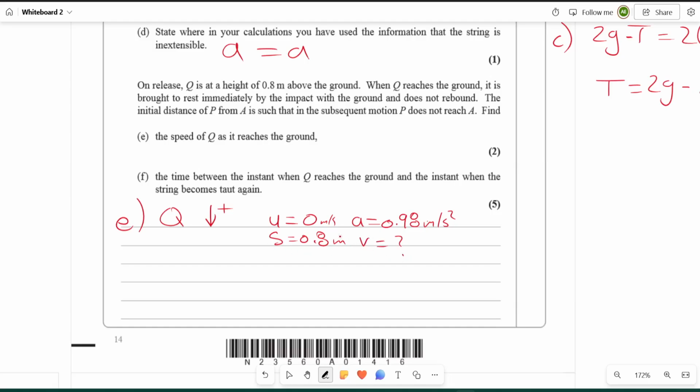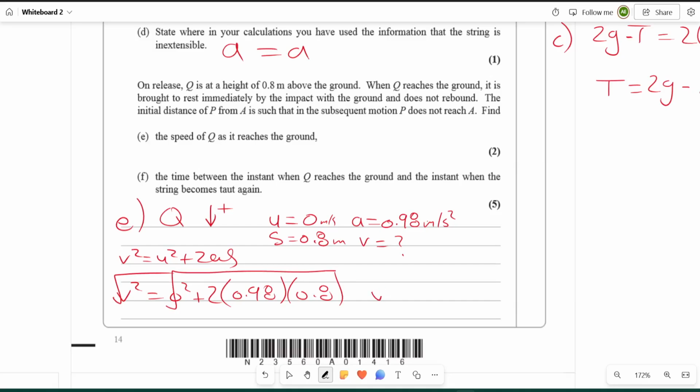So now, SUVAT, I did not mention T, so I'm going to use V squared equals U squared plus 2AS. V squared equals 0 squared plus 2 times A, 0.98, S 0.8, and square root both sides. V is going to equal the square root of 2 times 0.98 times 0.8. That is around 1.25 meter per second. That is the answer for part E.